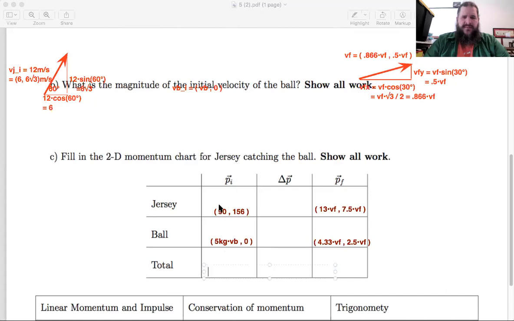We just add 90 plus, this is the x components, 90 plus 5 VB. And again, I'm leaving out the units here because we know it's all going to work out to kilogram meters per second anyway. And then 156 plus 0.